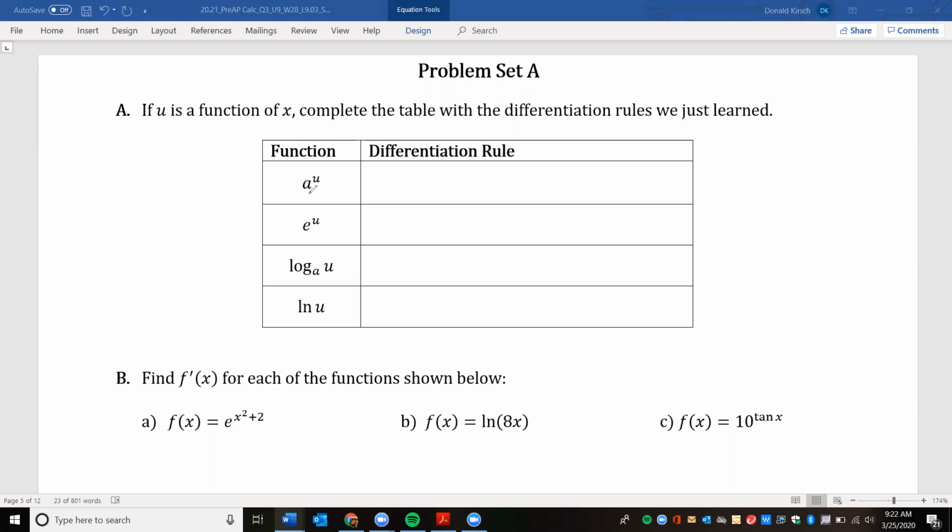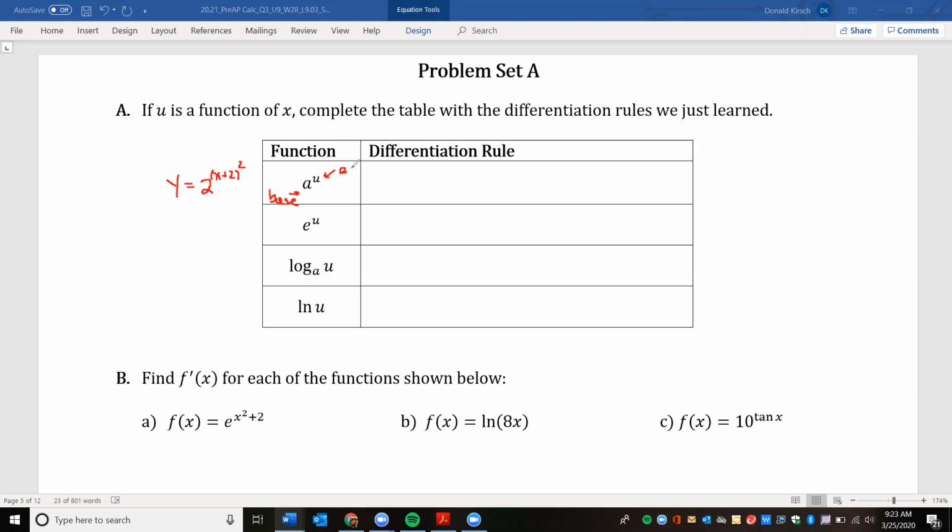So for this first one, a to the u power, a would be a constant value. So for instance, 2 would be the base, or 3 or 4 or whatever it might be. And u would be some function. It could be x. It could be an x plus 2. Okay, it could be an x plus 2 squared. Whatever it is, basically u stands for the exponent to that exponential function, where a is talking about the base. Okay, so this is going to be like our base, and this is going to be our exponent.